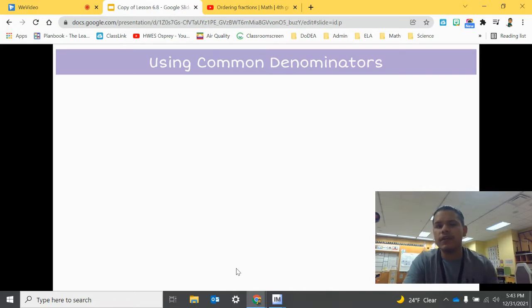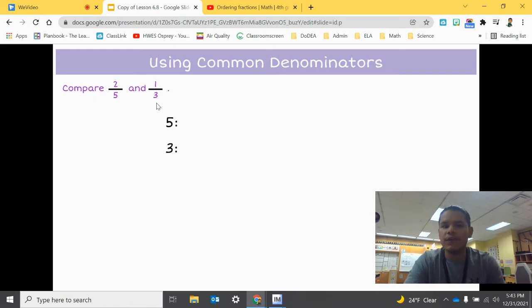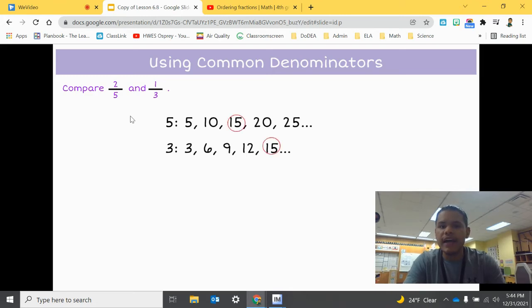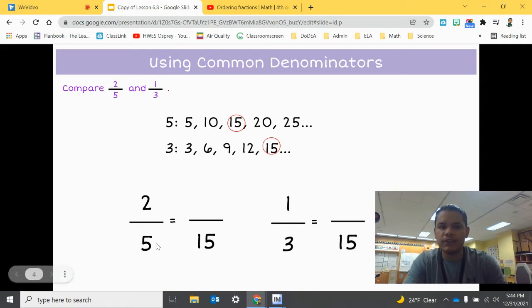Now, we've also compared fractions using common denominators. So right here, if we were to compare 2/5 and 1/3, we need to take the denominator and find a common multiple. When we did that, we'd find the common denominator of 15. So we would make an equivalent fraction using that denominator. So 2/5 becomes 6/15, and 1/3 becomes 5/15. Then we can compare the numerator. 6/15 is greater than 5/15, so 2/5 is greater than 1/3.